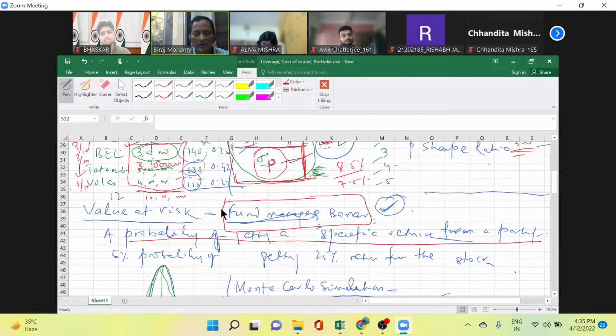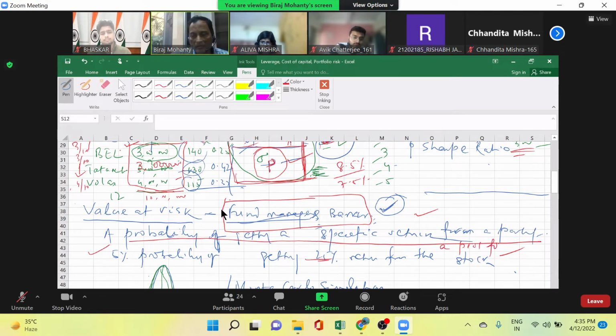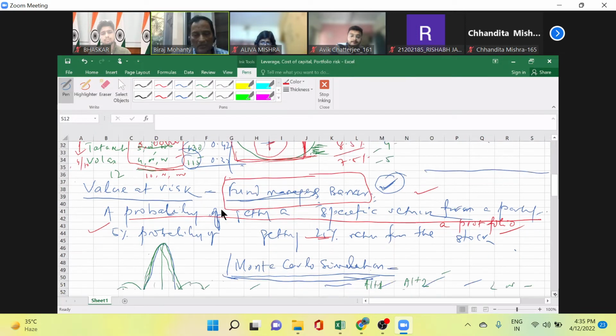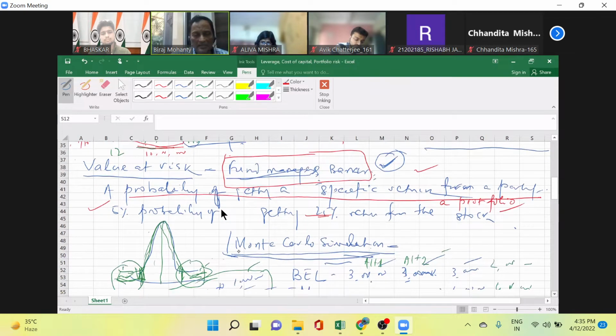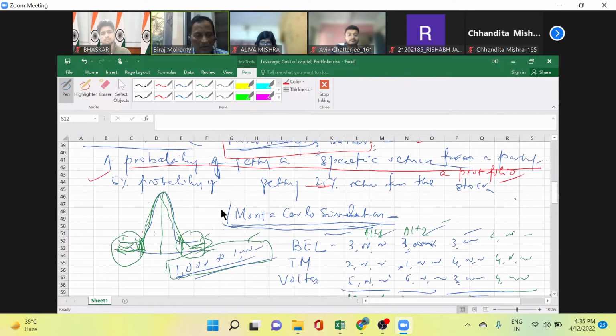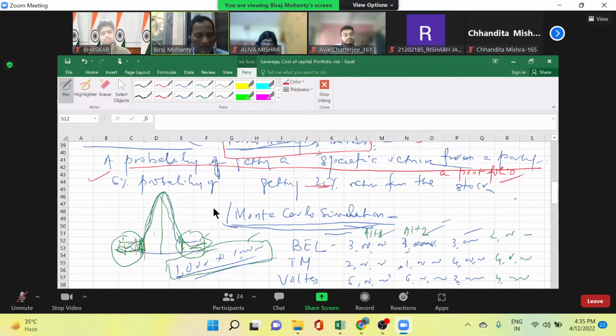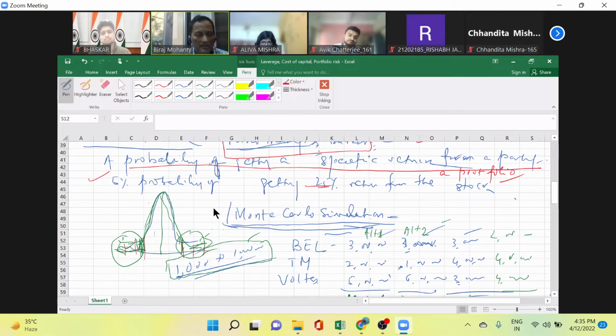It is called value at risk. Suppose I write like this: there is a 5% probability of getting 25% return from the stock or from a portfolio. That will explain your value at risk. Concept-wise, you see the normal distribution curve, as you know in statistics. You have outer layers at the 1% level, 5% level, and 10% level. So you can always avoid these in your portfolio.